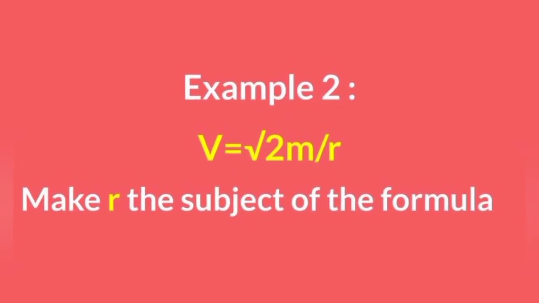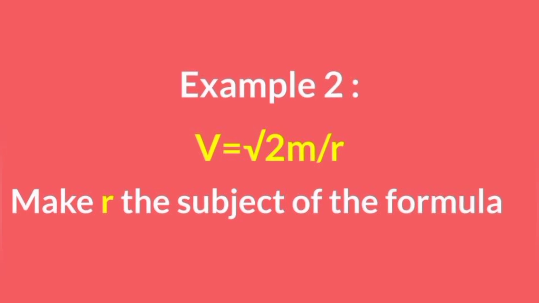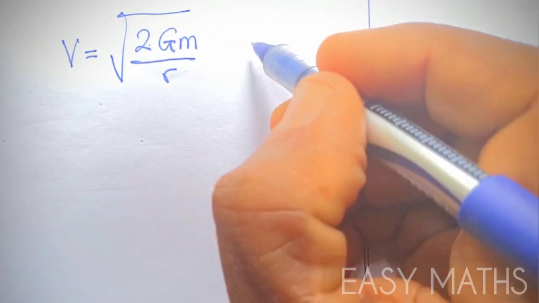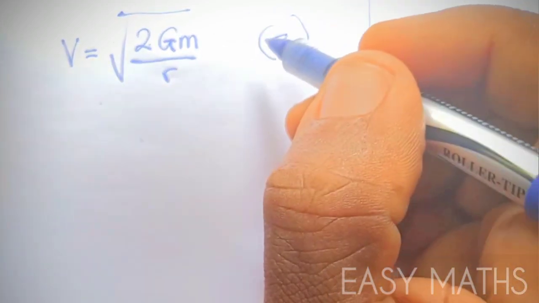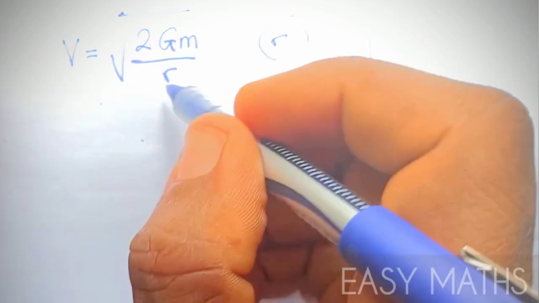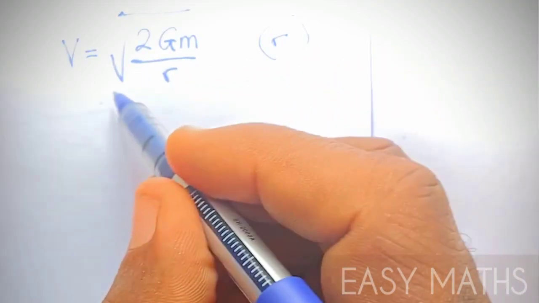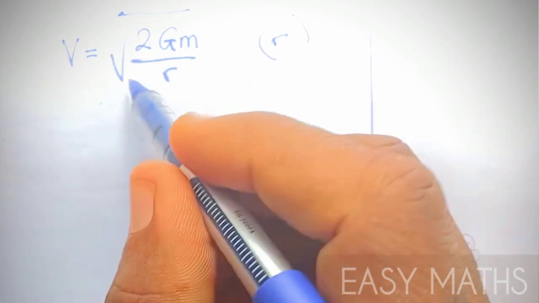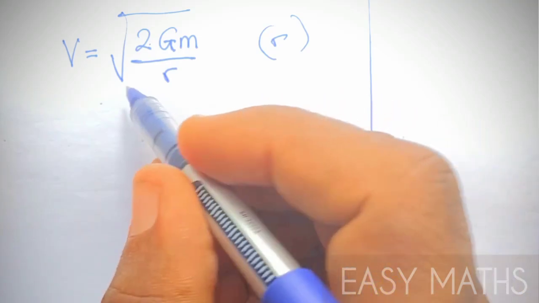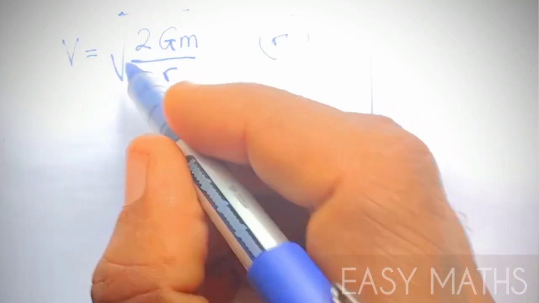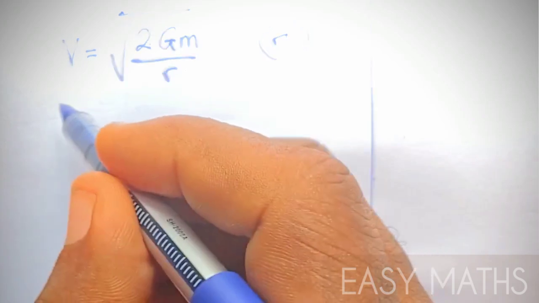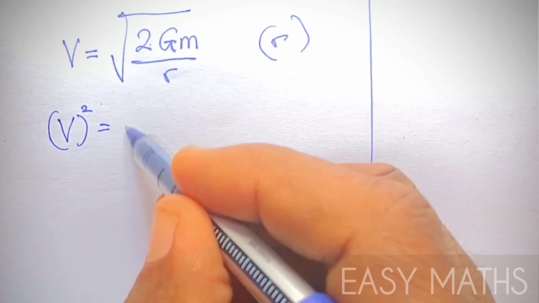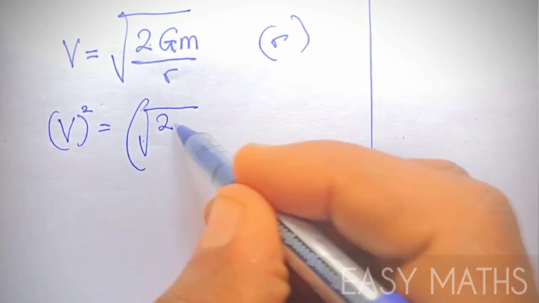Example 2: v equals square root of 2gm over r. Let's make r the subject of the formula. Okay, we have this equation, and we want to make r the subject of formula. So what do we do? The first step is to see how we can eliminate this square root. Okay, and what is the inverse operation of square root? It is square. So we are going to square both sides of the equation. So we are going to square v, and we are going to square this entire expression.